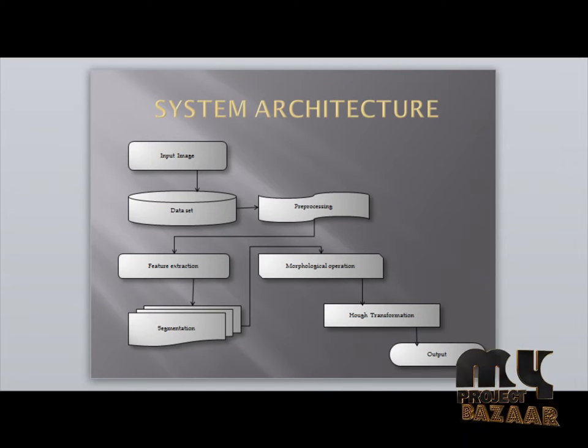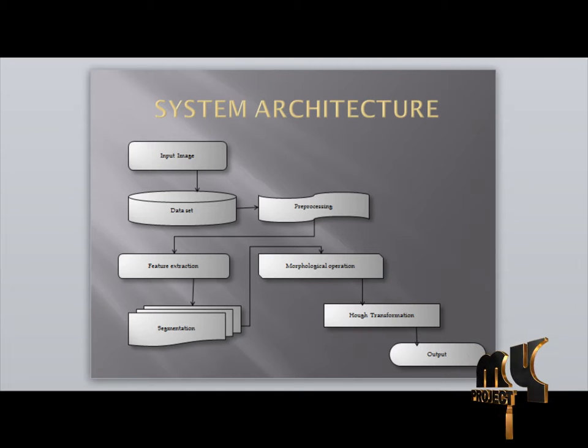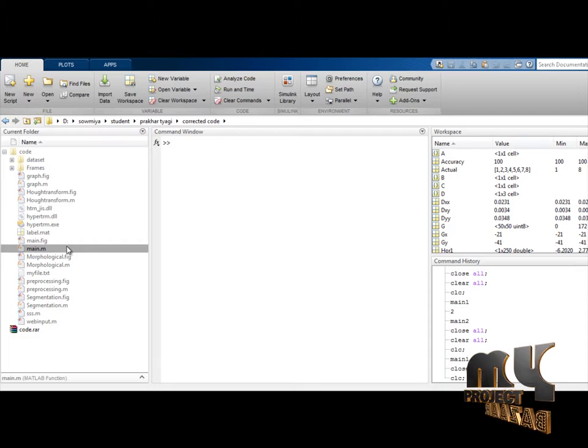System architecture: the input image is selected from the dataset, followed by pre-processing, feature extraction, segmentation, morphological operation, and finally Hough transform detects the lines. After that, this is the result of our power line detection.